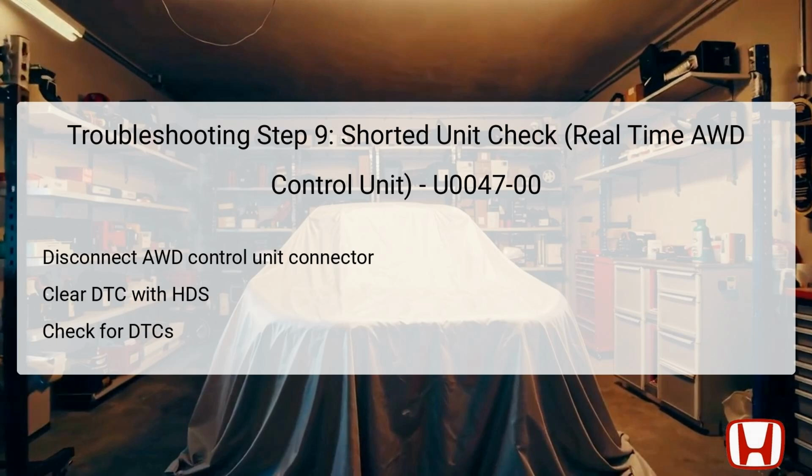traction. Subsequent to this disconnection, switch the ignition to on to allow for the HDS to clear existing DTCs. Following that, power down again, waiting for the 6 seconds, and restart the vehicle. A final search for DTCs will reveal whether the U0047-00 code persists, guiding you in determining the next step in resolving the communication error.